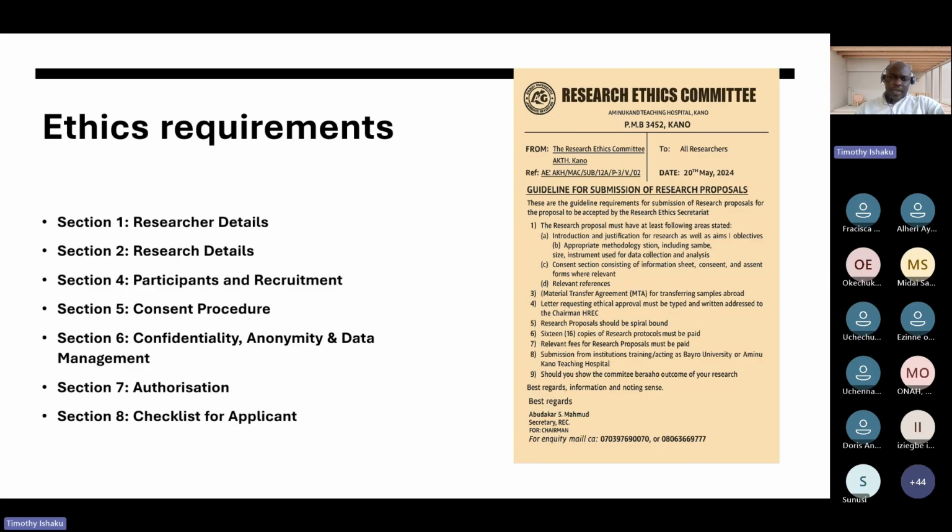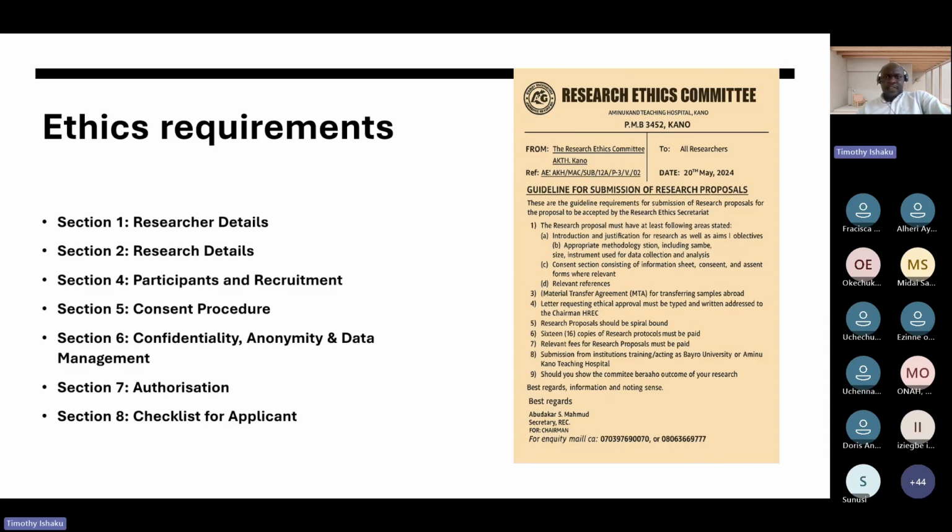Different organizations, I believe, have different processes, and different institutions as well. But what I have here is just a quick snapshot of what is obtainable in a UK higher institution, and the other one is what is obtainable in a Nigerian higher institution.